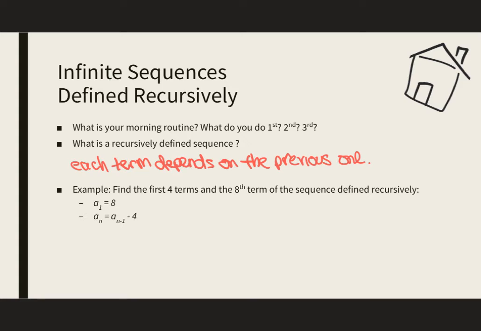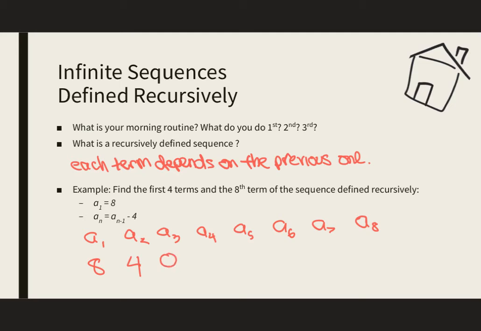So for the first term, I'll do a sub 1 and go across here. I'm going to go all the way to 8 because I really need to know 5, 6, and 7 in order to know 8, right? So there we have that. The first term is 8. That's given to us. And then we subtract 4.